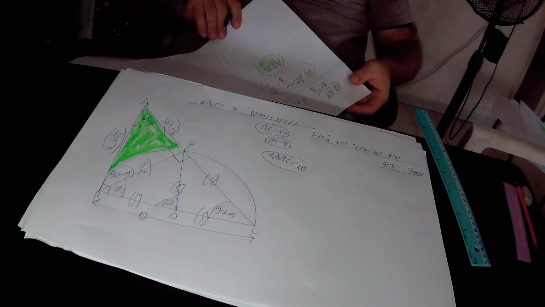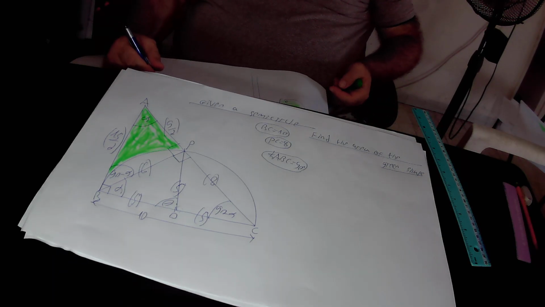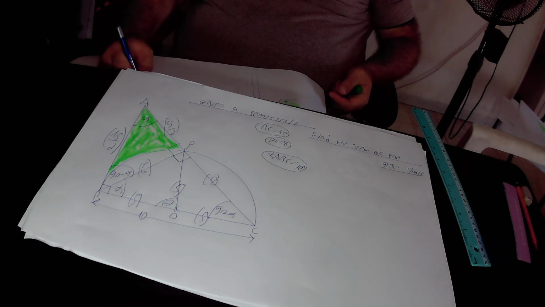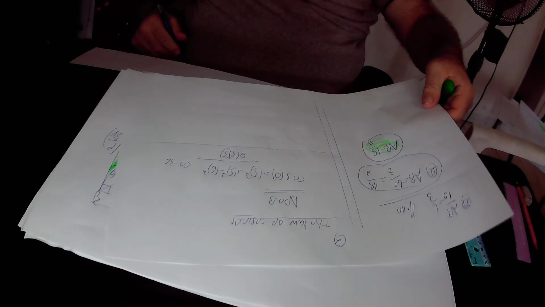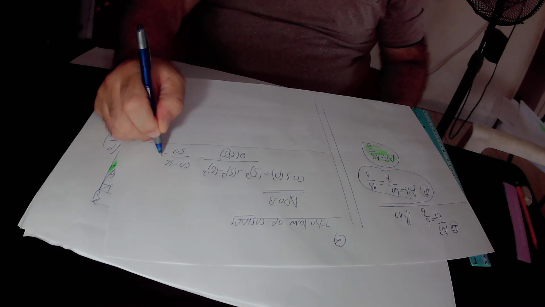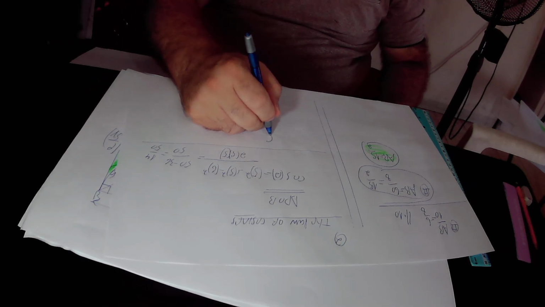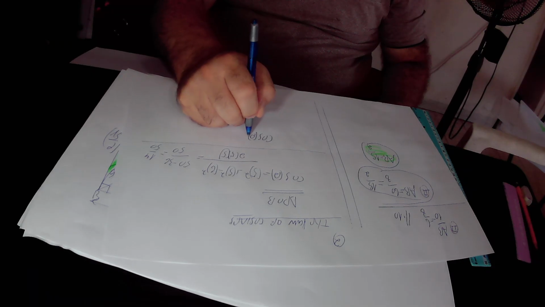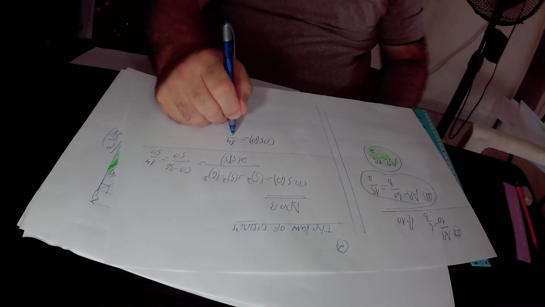5 square is 25, plus 5 square is 25, 25 plus 25 is 50, minus 6 square, 6 square is 36, so it is minus 36, divided by 2 times 5 times 5, 2 times 5 times 5 is 50. So in total we have 50 minus 36 is 14 over 50, so in total we have found out that cosine theta equals 14 over 50.